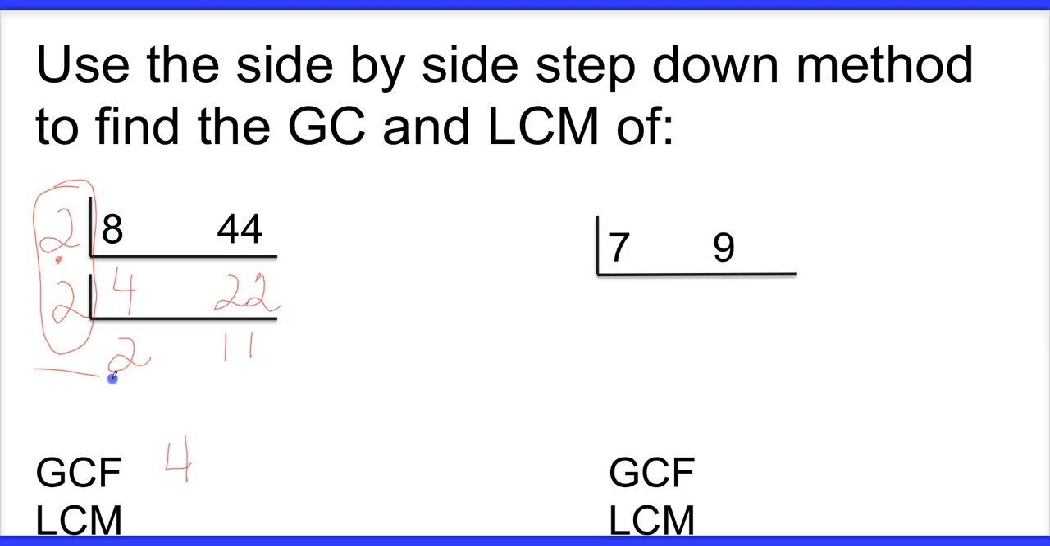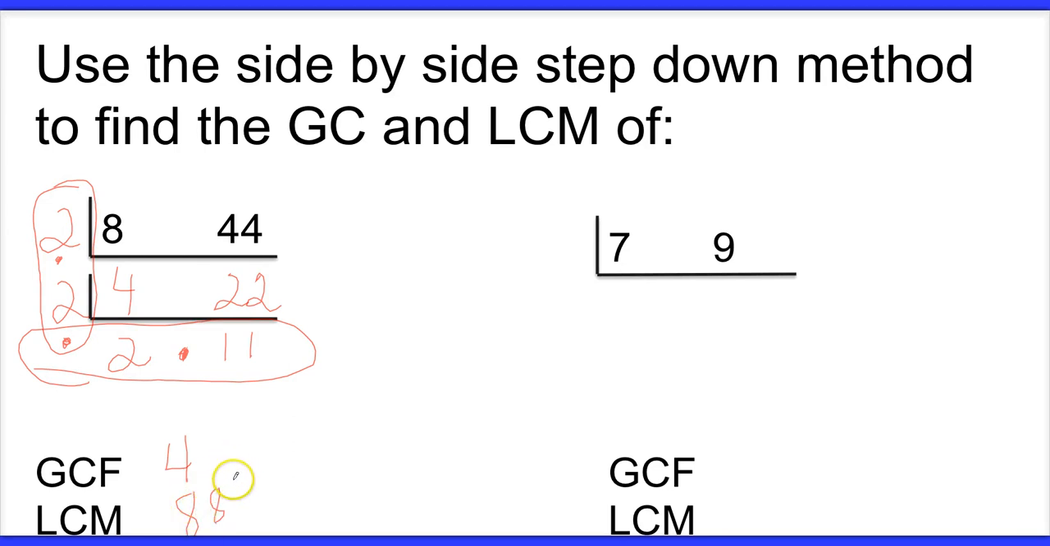Now I'm going to look at the numbers across the bottom. I'm going to circle these, and I'm going to multiply what I got from my greatest common factor by the factors that are remaining. So again, I said 4 was my greatest common factor. 2 times 2 is 4. 4 times 2 is 8. 8 times 11 is 88. My least common multiple is going to be 88.